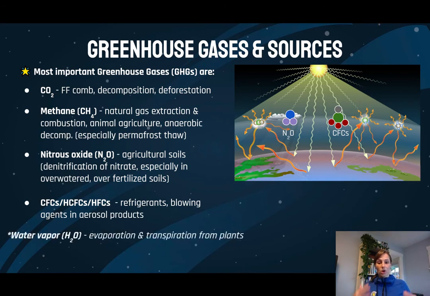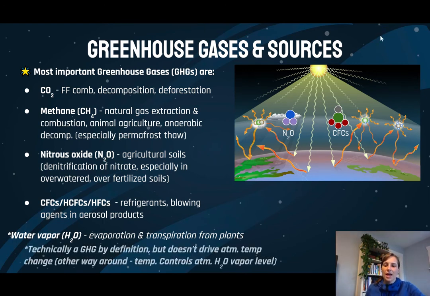Now, water vapor is also technically a greenhouse gas. This comes from the evaporation and transpiration from plants. But the reason why we put an asterisk to this is the fact that it is technically a greenhouse gas. It is a gas that is going to be able to absorb that radiation and reflect it back. However, the water vapor doesn't really drive any atmospheric temperature changes because remember that water is continually cycling and, as we get to the colder temperatures, it's going to be precipitating down.